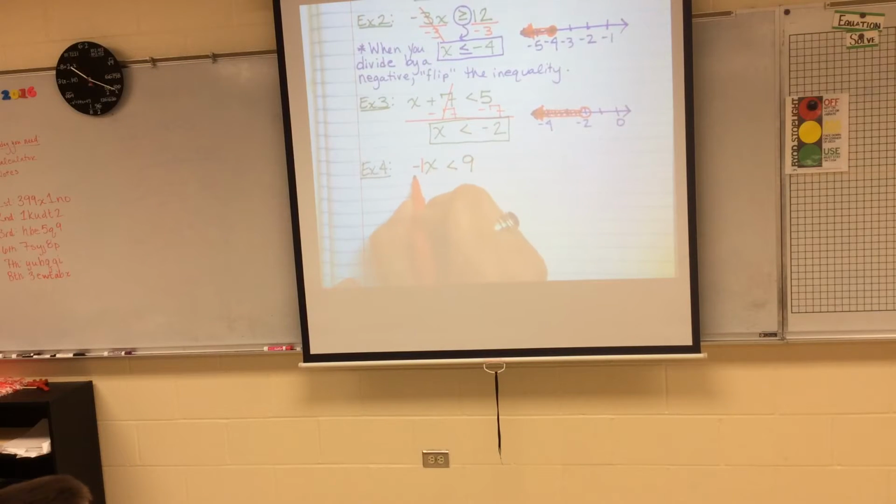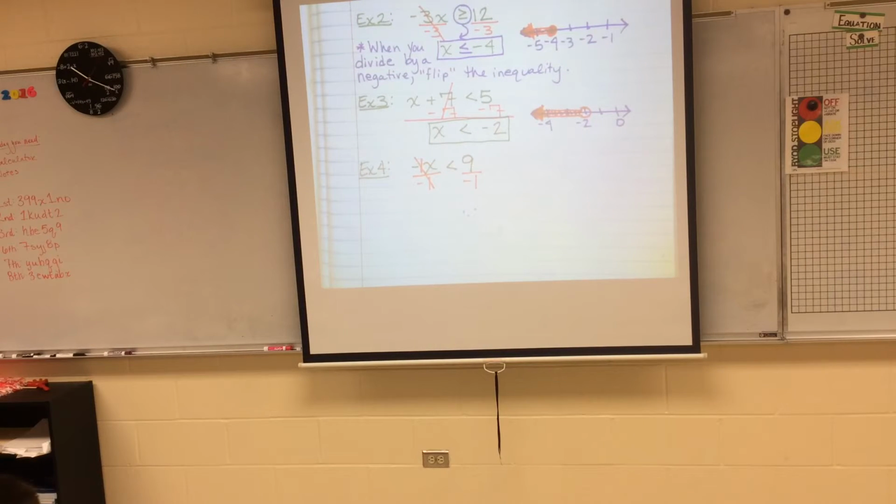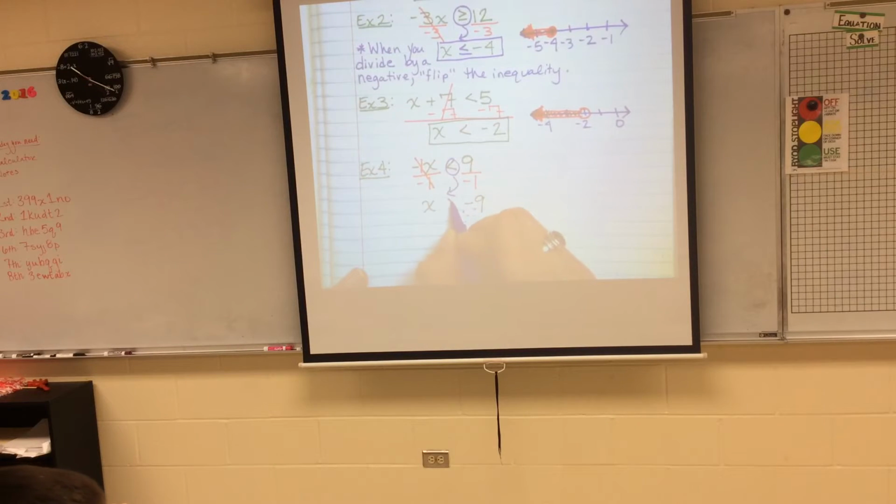Yes, ma'am. So if I divide both sides by -1, -1 divided by -1 is +1, right? Okay, so then I have x. 9 divided by -1 is -9. But then you have the sign on each side. The sign's got to switch, so it's pointing away from the x. Beautiful. So the less than changes to a greater than.